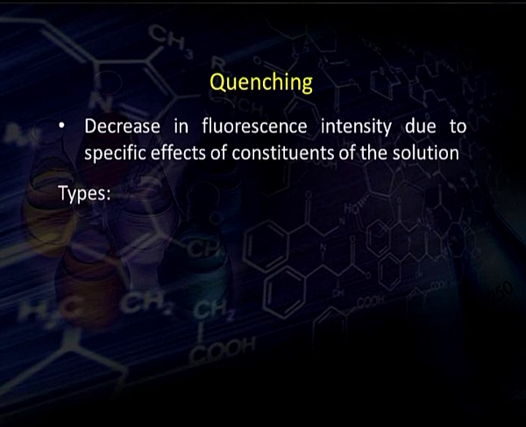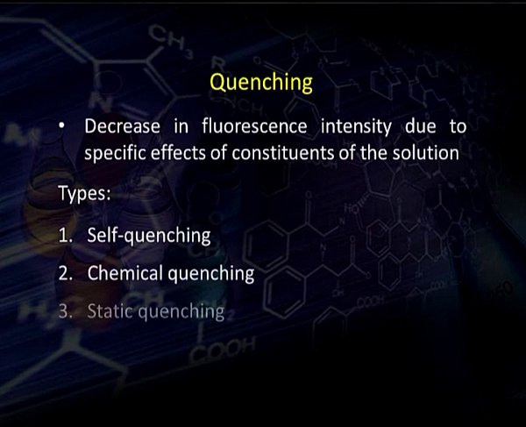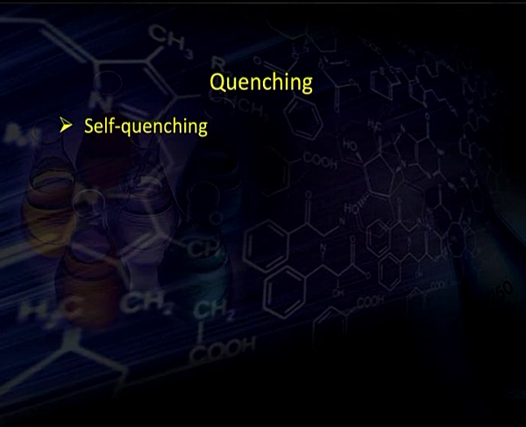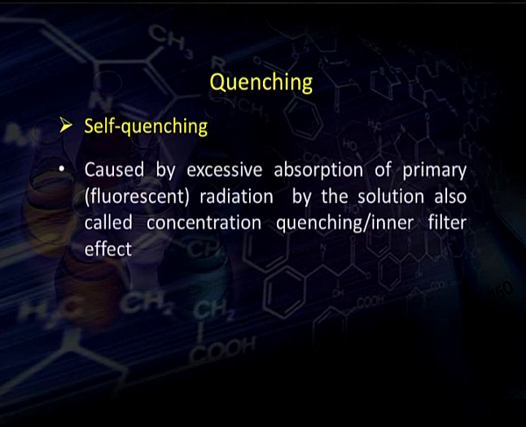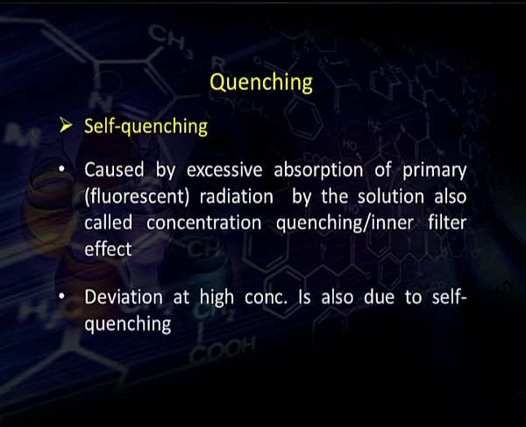Decrease in fluorescence intensity due to specific effect of constituent of the solution is called quenching. So, quenching is basically decrease in the fluorescence intensity. It is of various types. First is self quenching, then we have chemical quenching, static quenching and collision quenching. Coming on to the self quenching. This is caused by excessive absorption of primary radiation by the solution, which is also called concentration quenching or inner filter effect. Deviation at high concentration is also due to the self quenching.